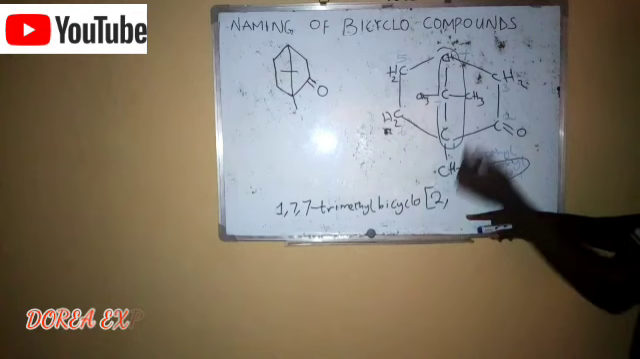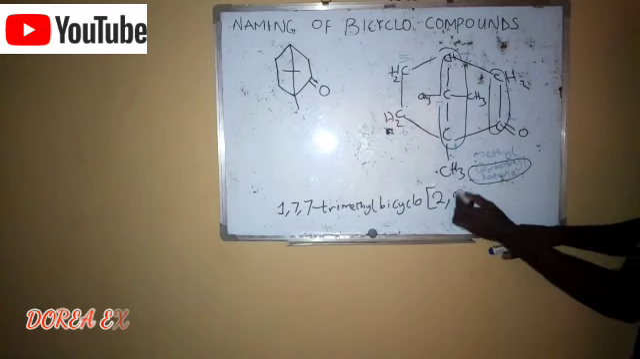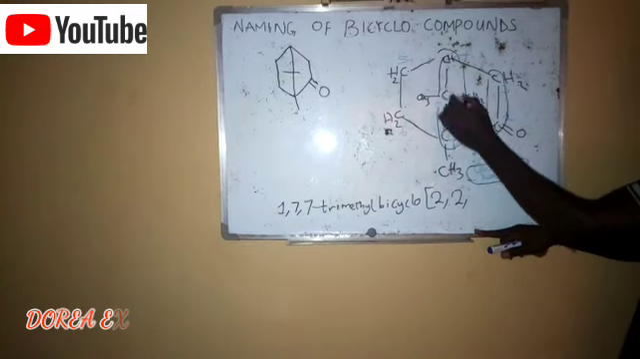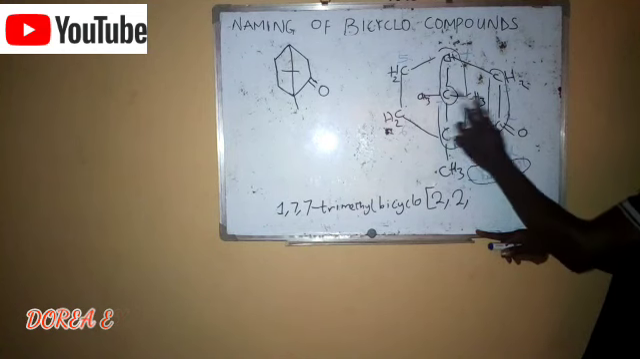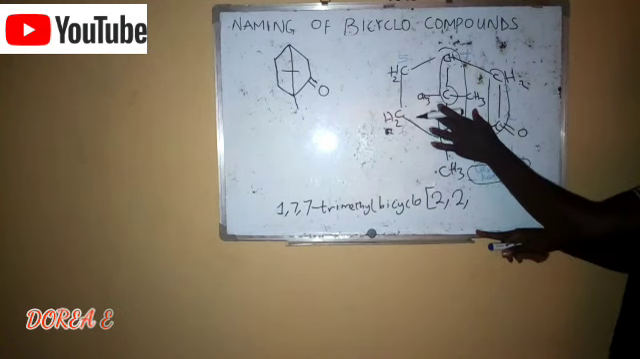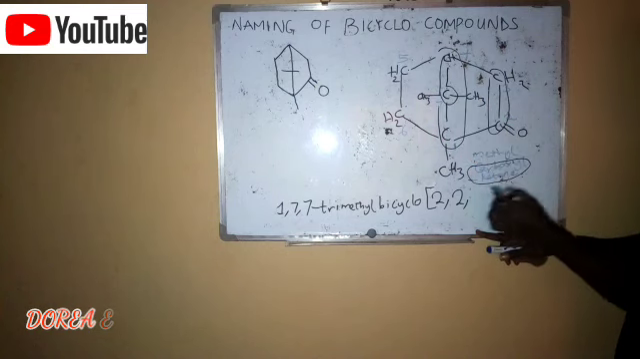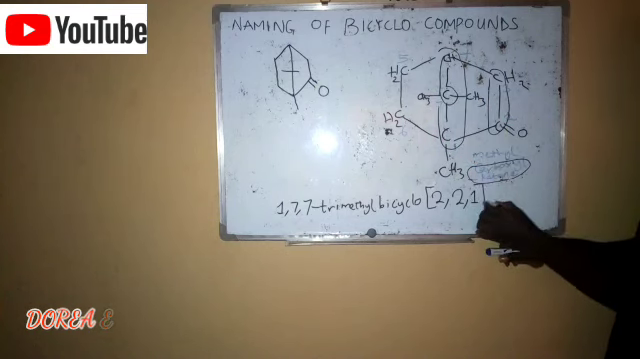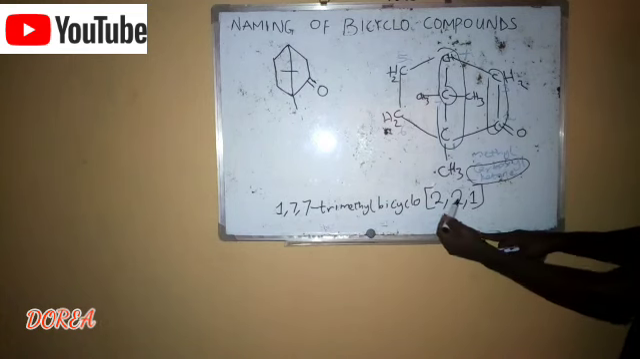On this side too, we have 2 carbons. So 2, 2, and then in the head bridge, we have 1 carbon. Don't be confused and say we have 3 carbons in the head bridge. We don't have 3 carbons. These are substituents attached to this 1 carbon, so it is 1. So 1, 7, 7 trimethyl bicyclo 2,2,1.